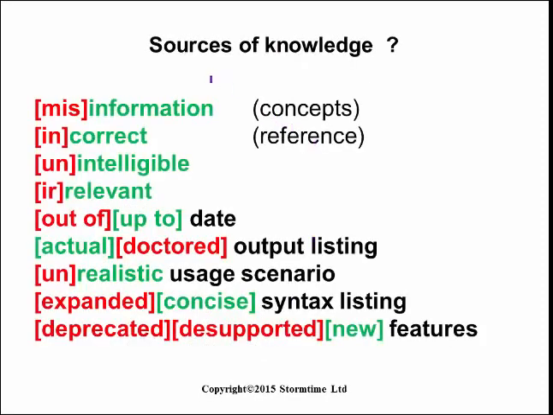This is what I meant by sources of knowledge. If you're on the internet, are you getting information or is it misinformation? If you're looking at any reference material, is that correct or incorrect? And again, this could be textbooks, it could be documentation. Is the information you're looking at intelligible? Most importantly, is it relevant? What I tend to do on my webinars is give you actual working examples which I go through. And if I can't think of a relevant example for a particular piece of functionality, I don't give you one. So, is it relevant or irrelevant?